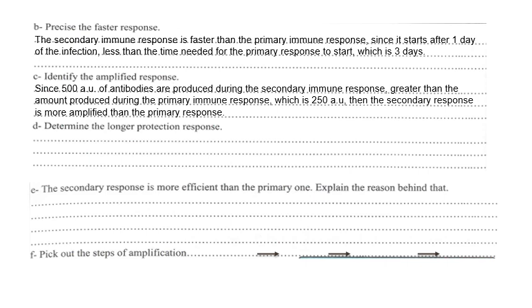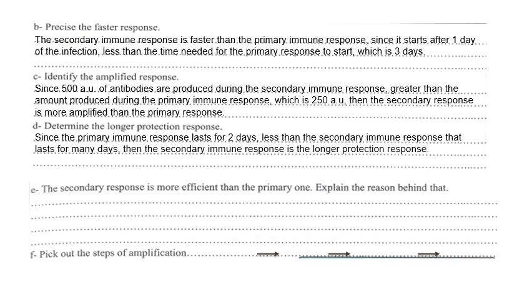Determine the longer protection response. Here we also have to justify the answer. Longer protection, we should look at the duration. Since the primary immune response lasts for 2 days, less than the secondary response that lasts for many days, then the secondary immune response is the longer protection response.